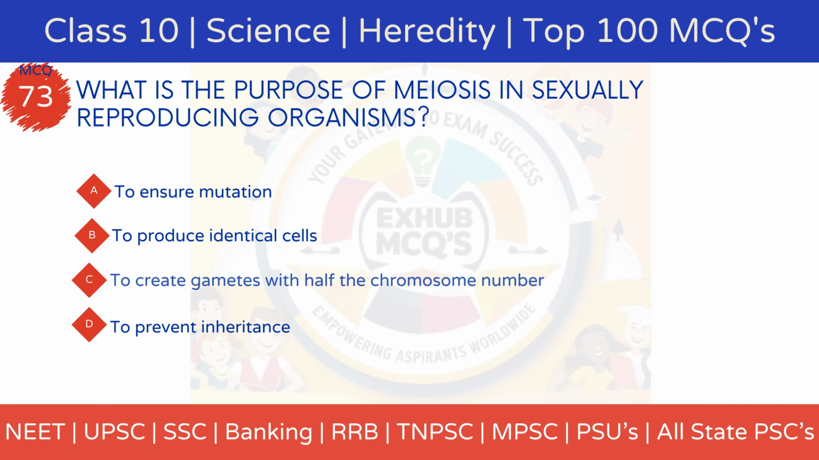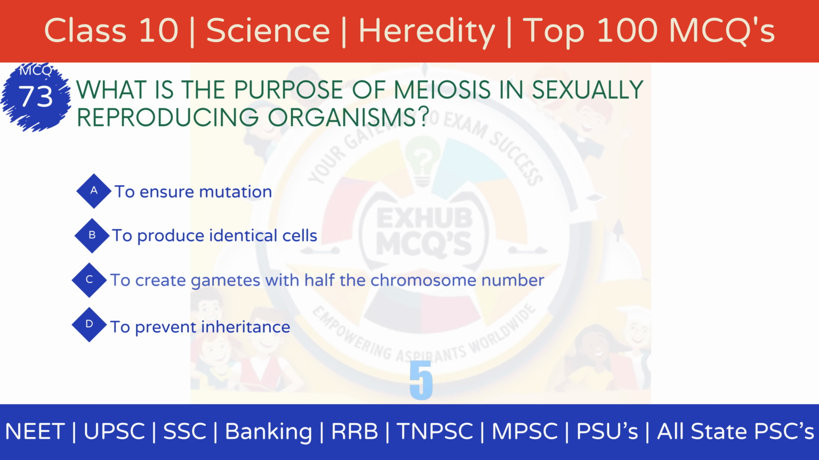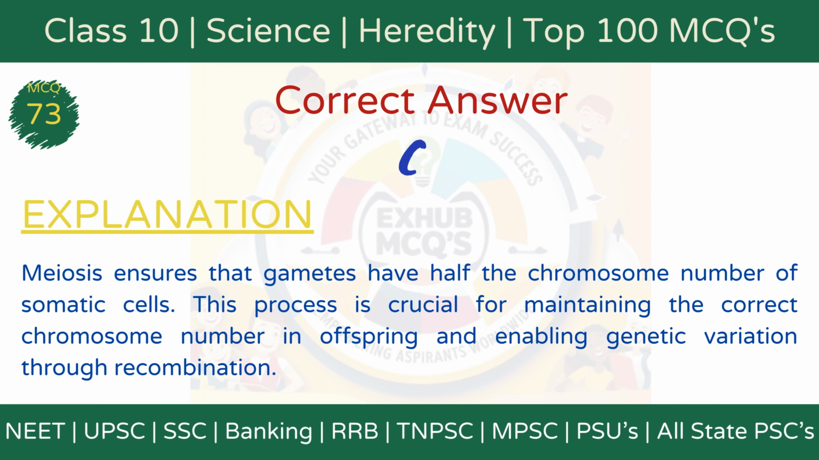MCQ 73. What is the purpose of meiosis in sexually reproducing organisms? Option A, to ensure mutation. Option B, to produce identical cells. Option C, to create gametes with half the chromosome number. Option D, to prevent inheritance. The correct answer is option C, to create gametes with half the chromosome number.